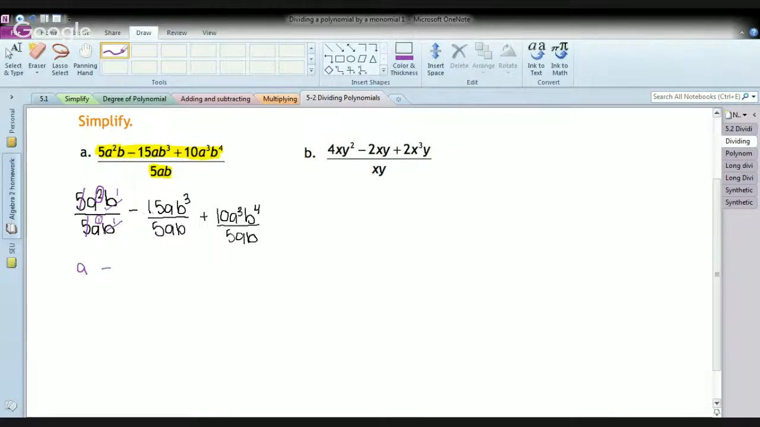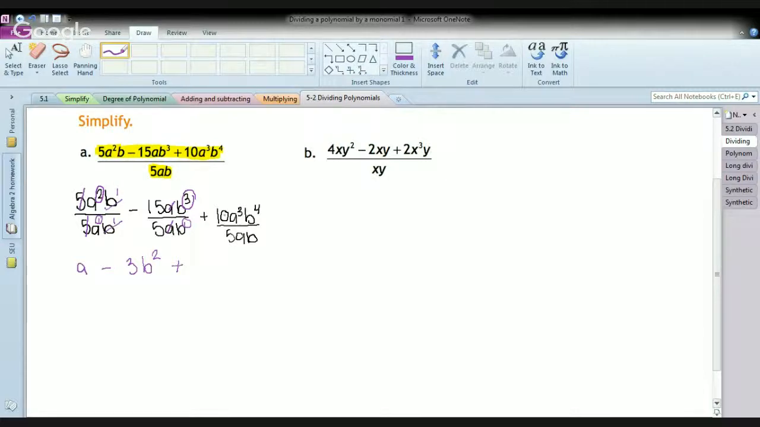Then I have a minus sign, and then I'm saying 15 divided by 5, which is 3. I have an A on the top, specifically A to the first power, and A to the first power on the bottom. So those are going to cancel. Then I have a 3 and a 1, so I'm left with B squared.